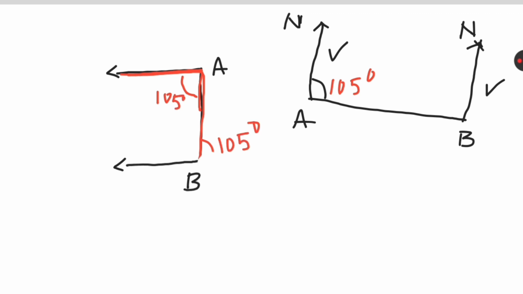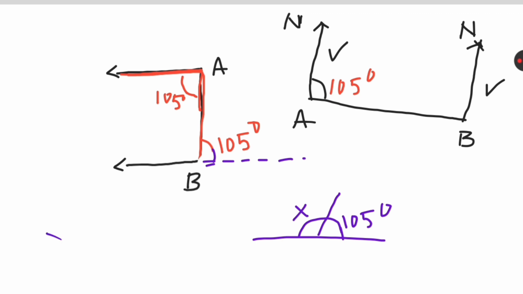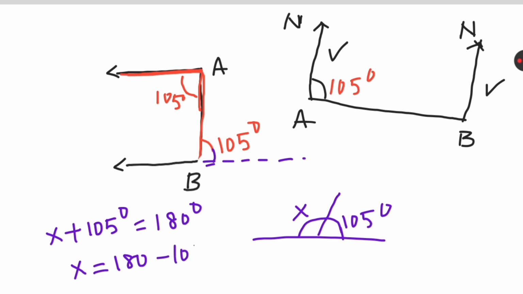And also observe, if you extend this B line, we are making a straight line, isn't it? We know that in a straight line, the sum of these two angles is 180. We got this side angle which is 105 degrees. So that means x plus 105 degrees, the sum of these two angles in a straight line, is 180. That means x is 180 minus 105, which gives 75 degrees. So we got this inside angle, which is 75 degrees.